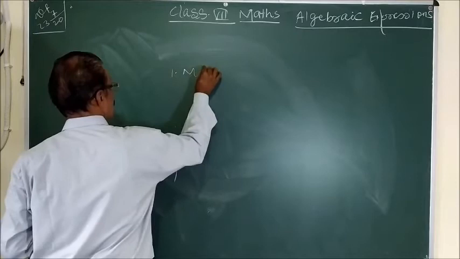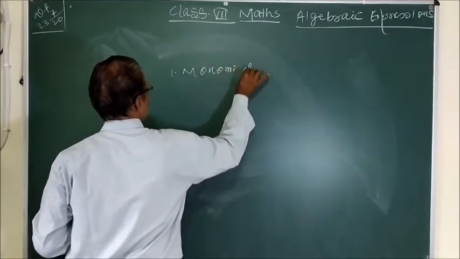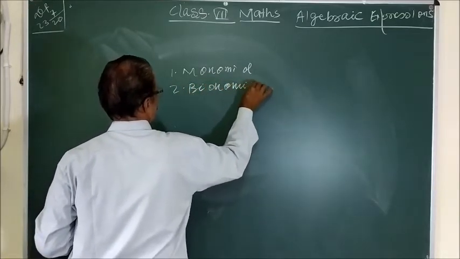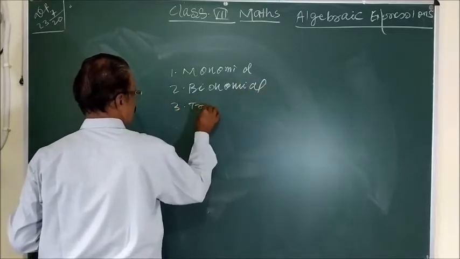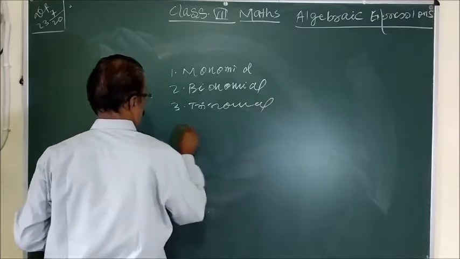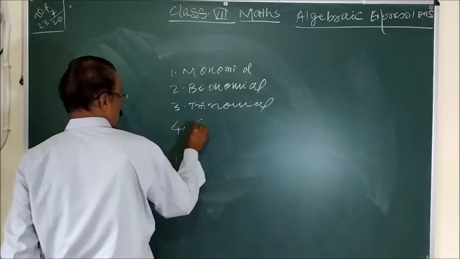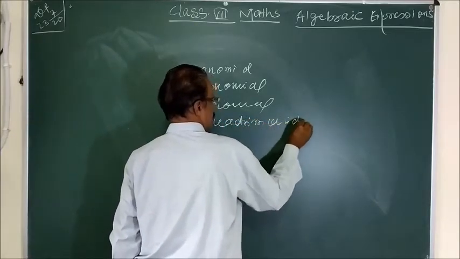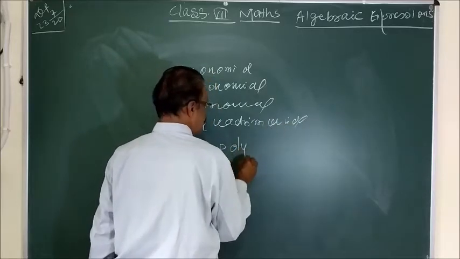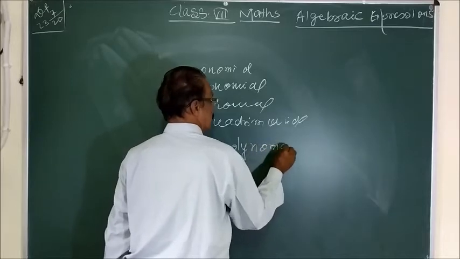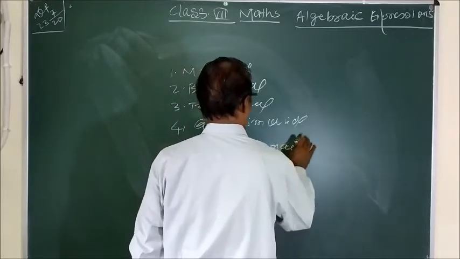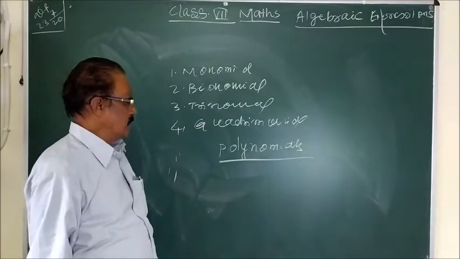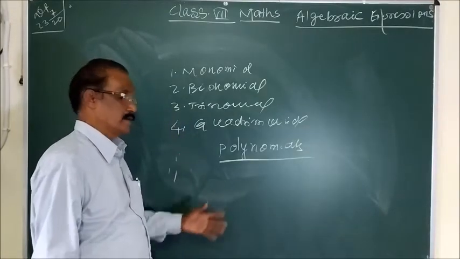What is a monomial? Monomial, binomial, trinomial, quadrinomial, and polynomial. Poly, you understand? Poly means many. If an algebraic expression has many terms, polynomial. So, if the number of terms is many in an algebraic expression, they are called polynomial.